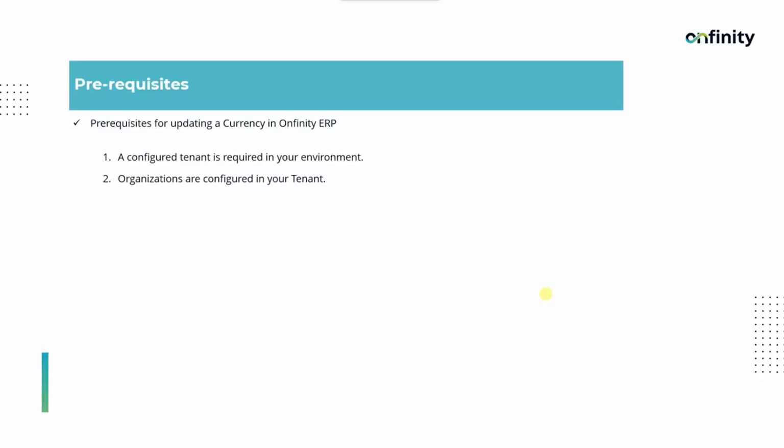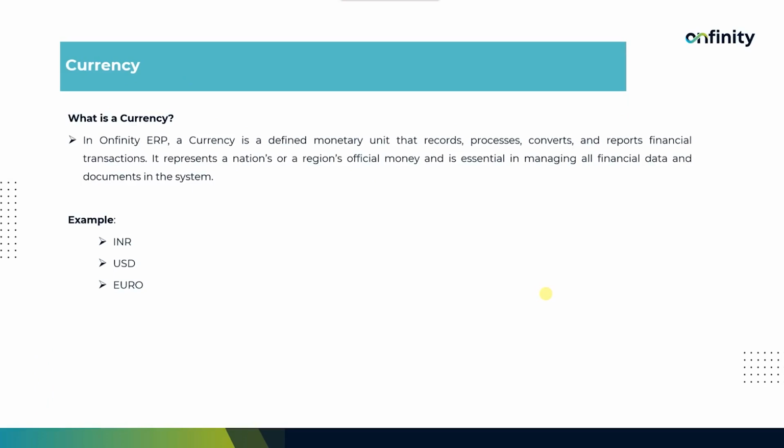up within that tenant. A currency in Onfinity ERP refers to a defined monetary unit used to record, process, convert, and report financial transactions. It represents the official money of a country or region and is vital for managing all financial data and documents within the ERP system. Examples include INR for Indian rupees, USD for US dollar, and euro. Let's now switch to the system to see how currencies can be updated.